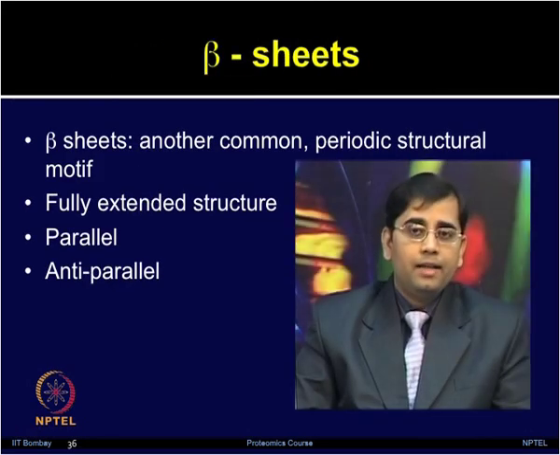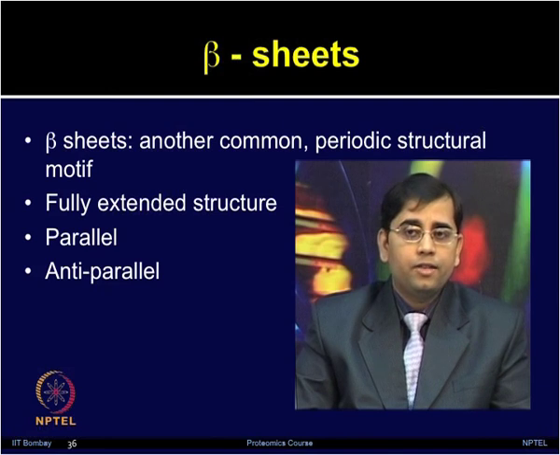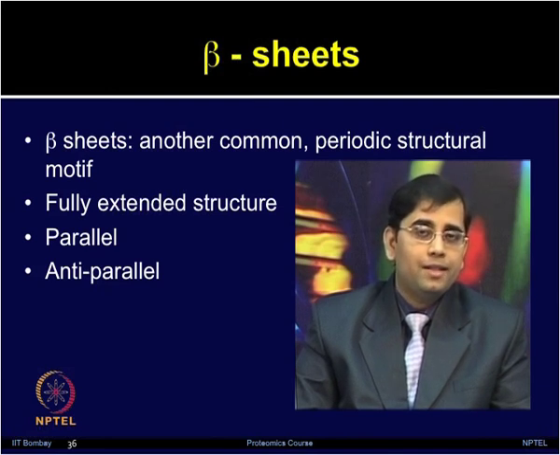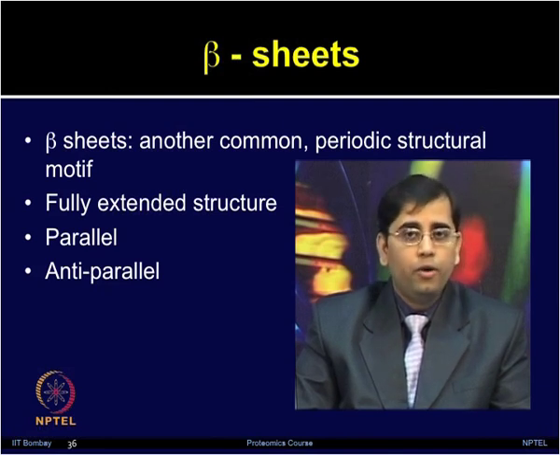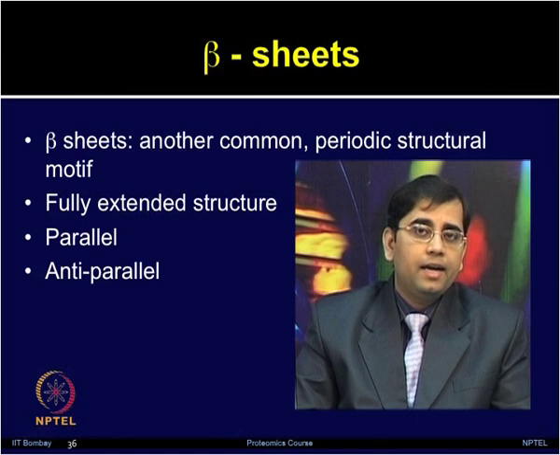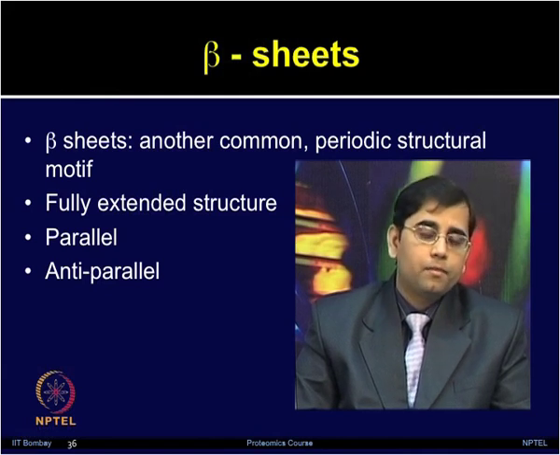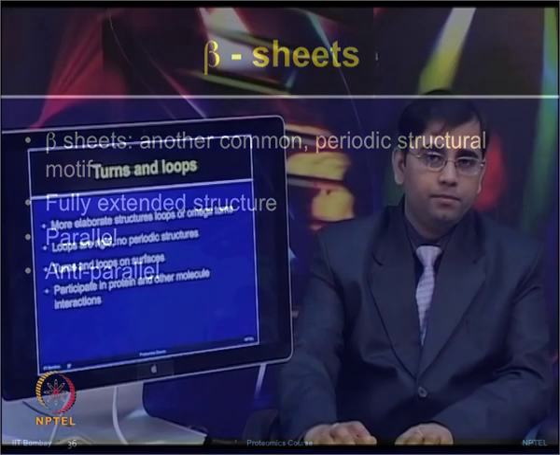Beta sheet is another common periodic structural motif, which was discovered by the scientists Pauling and Corey. It is a fully extended structure, unlike the tightly coiled alpha helices. It can have 2 directions, parallel or anti-parallel: parallel when the strands are running in the same direction and anti-parallel when they are running in opposite directions.